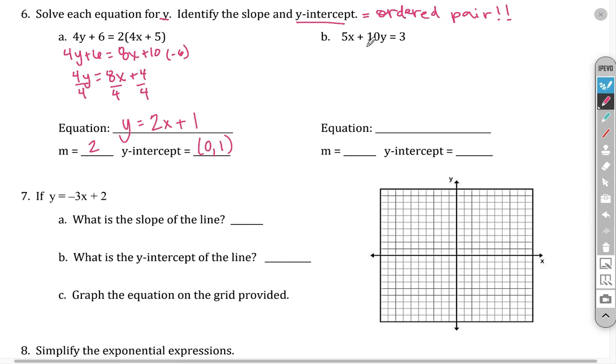All right, b is 5x plus 10y equals 3. Once again, we're solving for y, so we're going to subtract 5x from both sides. So we have 10y equals negative 5x plus 3, and we divide by 10. So negative 5 divided by 10 cannot be divided, but can be simplified to negative 1/2. And then 3 divided by 10 also cannot be simplified or reduced, so we keep that 3 over 10. So our m is going to be negative 1/2, and our y-intercept is going to be 0, 3 over 10.